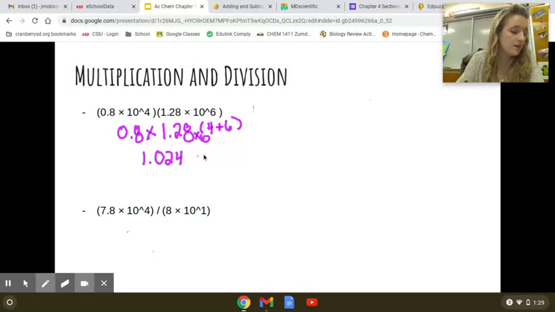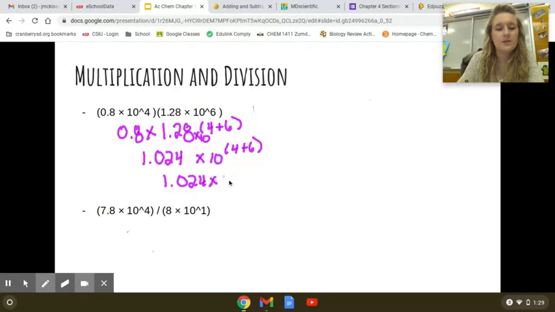1.024 times 10 to the 4 plus 6. That would be a better format. I should have written this one like that up there. Okay, and then just to finish this, we're going to have 1.024 times 10 to the 9th. Oops, not 9, 10. 6 plus 4 is 10. So times 10 to the 10th. Okay, so pretty simple. And let's do a division one here.